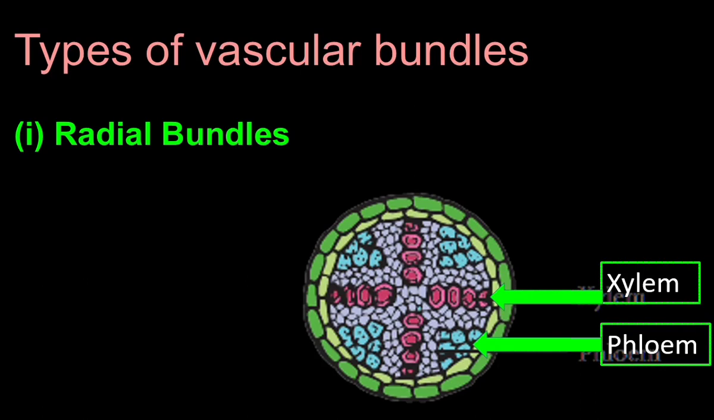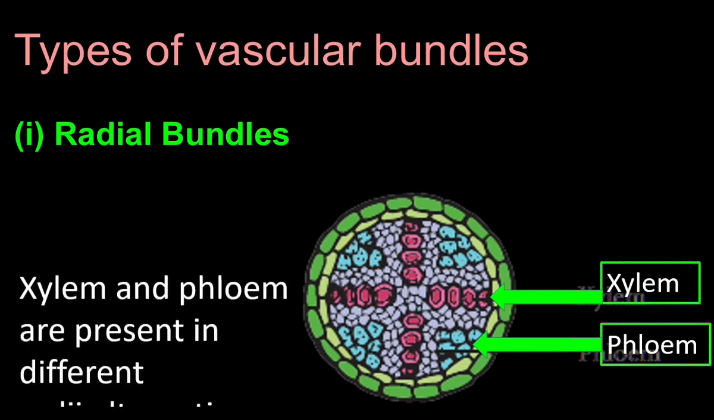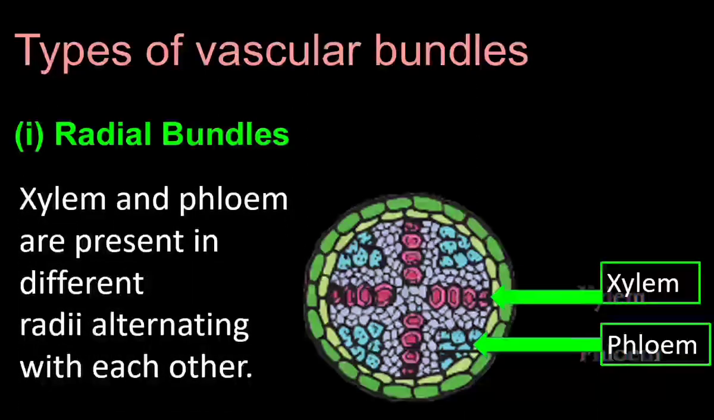Here the xylem and phloem tissues are arranged alternately. This type of vascular bundle is called radial vascular bundle. In a radial vascular bundle, the xylem and phloem are present in different radii, alternating with each other. Example, roots. Roots of the plants have radial vascular bundles.